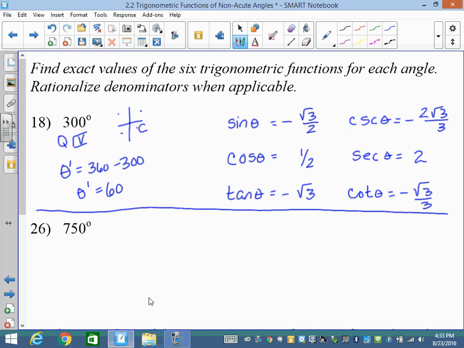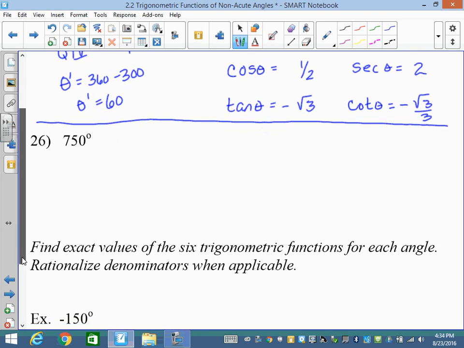See if you can figure out what quadrant you're in and go. So pause this. All right, so let's go back to this one. 750, this is 2 rotations. So if I subtract 720, I get 30 degrees. This is not my reference angle, this is my coterminal angle. 30 degrees, but 30 degrees is less than 90, so I don't need a reference angle for this one.